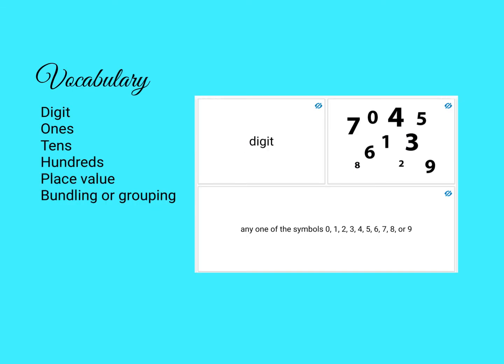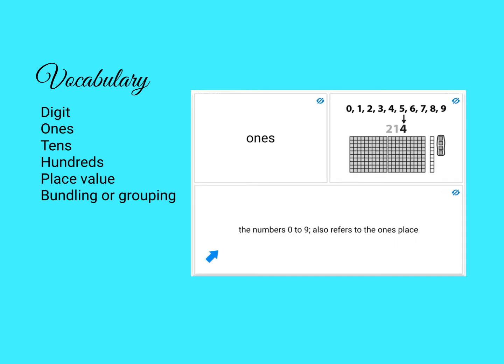We begin this lesson with going over some vocabulary, and we're going to begin with the first word, digit. A digit is any one of the symbols 0 through 9, a single digit. Now we have the ones place, and the numbers 0 through 9 also refers to the ones place value. Such as in this number, if we asked a student what is in the ones place value, we'd want the number 4 as the answer.